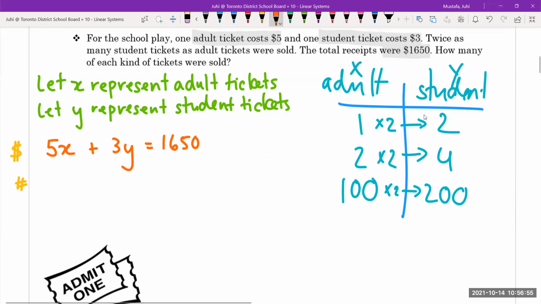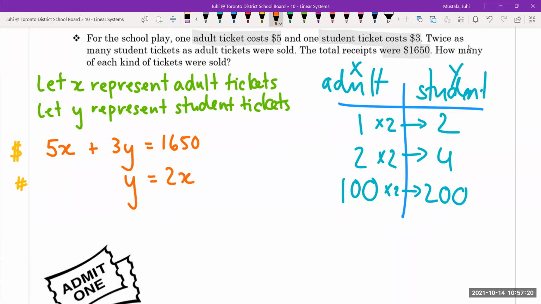Safir? Sure. Okay. So we're taking the number of adult tickets and multiplying it by 2. And what's that going to equal? Yeah. So what's our equation in this case? Krishna? Exactly. Y is equal to 2x.